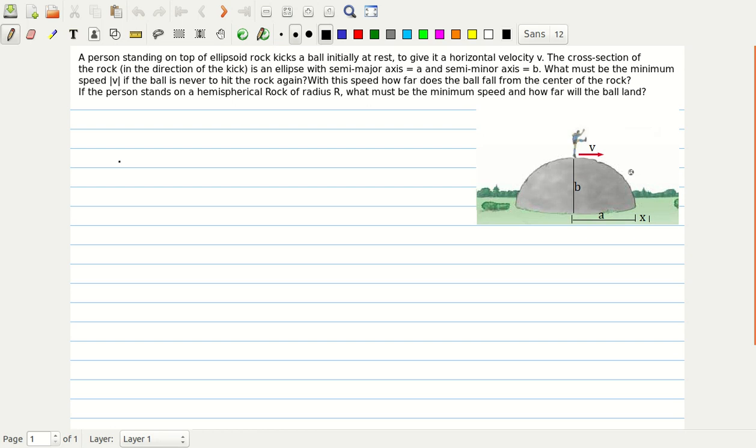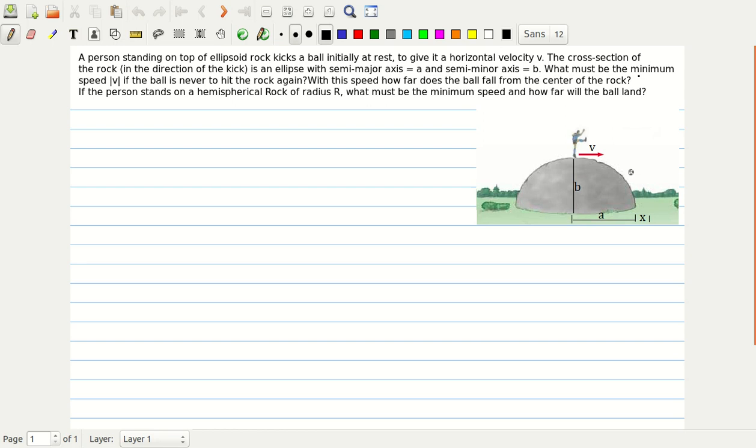This is a modified problem from the physics books by Resnick and Halliday. A person standing on top of an ellipsoid rock kicks a ball initially at rest to give it a horizontal velocity v. The cross section of the rock in the direction of the kick is an ellipse with a semi-major axis equal to a and semi-minor axis equal to b.